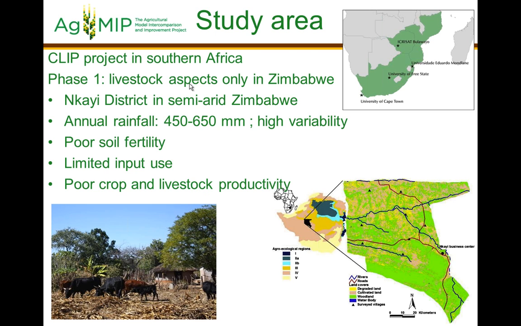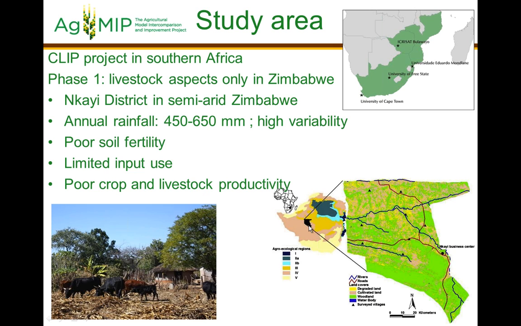In terms of livestock, we looked at livestock only for Zimbabwe in the first phase because it was really a tryout. We really wanted to see, are we able to include livestock, and therefore we focused on Zimbabwe because that's where we had already quite some data available. And now in phase 2 we want to expand that to Mozambique and to Malawi as well. So we focus the rest of this presentation on the Inkai district in semi-arid Zimbabwe.